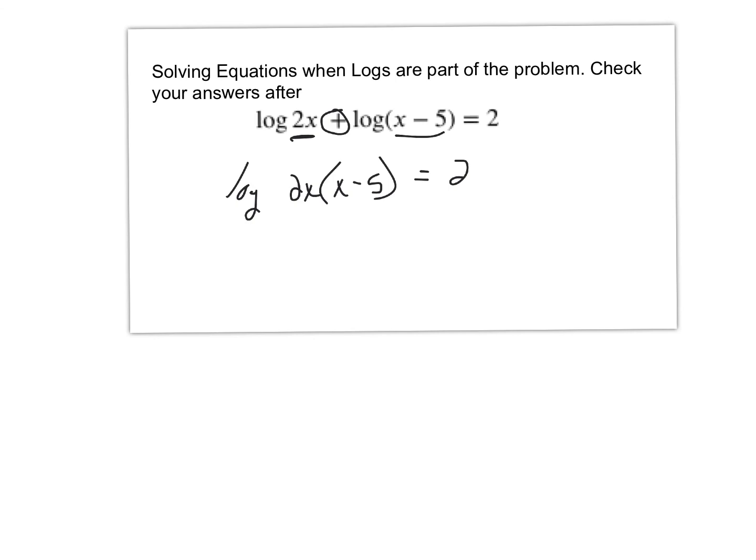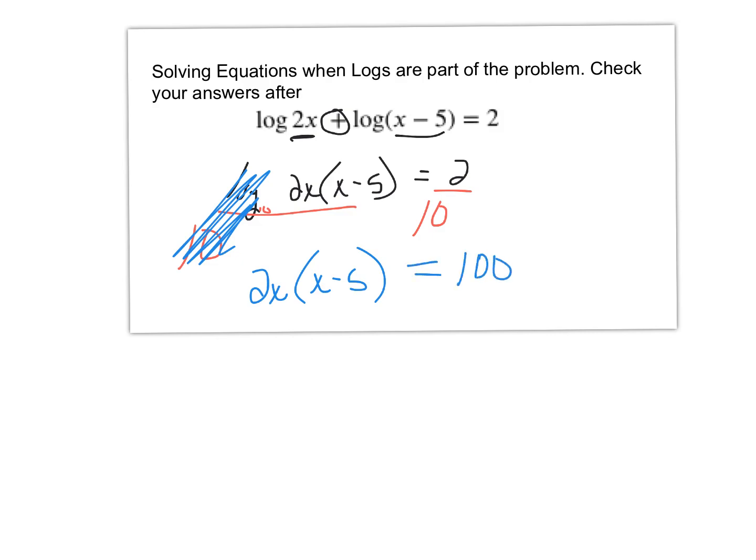Okay. Now what I'm going to do, I need to get rid of this logarithm here. So since this is base 10, because I couldn't see the 10, this stuff up here is now going to become an exponent, and we're going to give it a new base of base 10. So by doing so, these cancel. Okay. So we're going to have 2x times x minus 5 is equal to 100. Because 10 squared is 100.